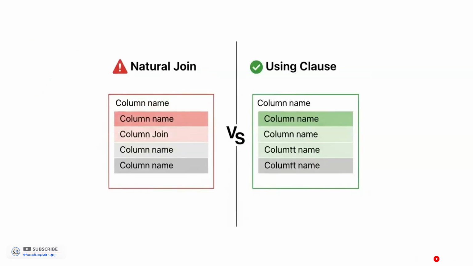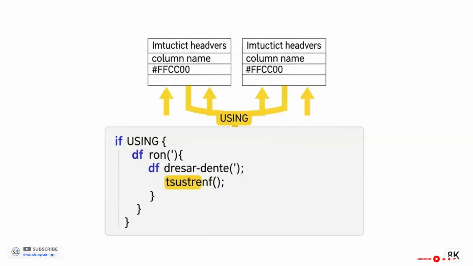To solve the unpredictability of natural joins, SQL offers the using clause. It provides the same clean syntax, but requires you to explicitly name the shared columns, preventing accidental matches on metadata. The using keyword is a shorthand for an equijoin. It is only valid when the columns you are joining share the exact same name in both tables, making the query more readable than a standard on clause.